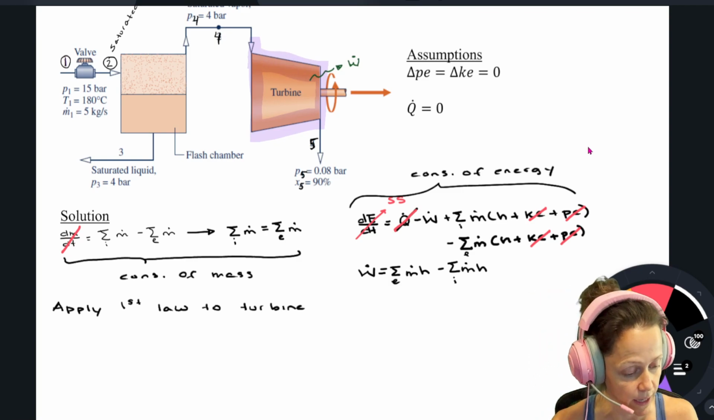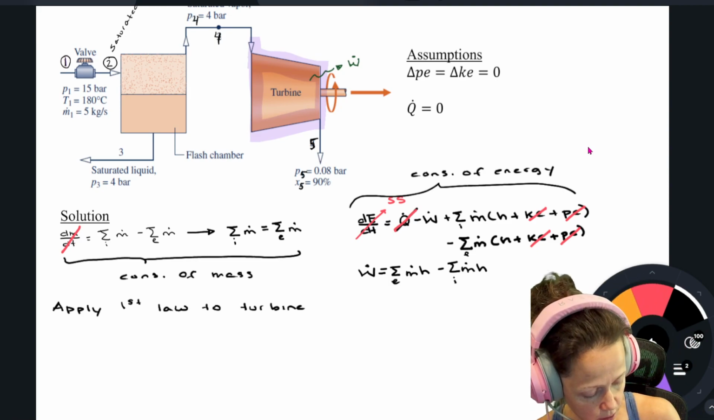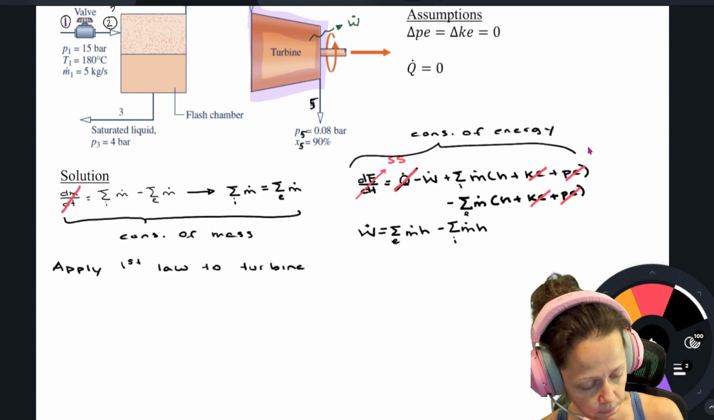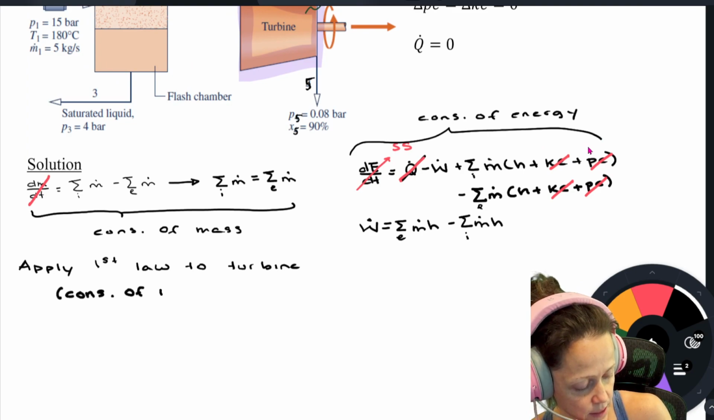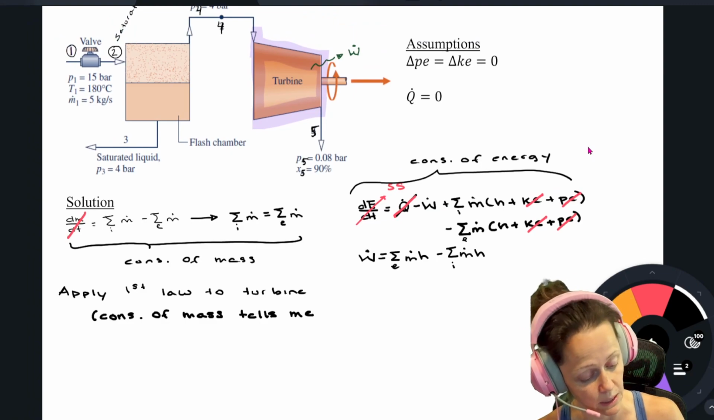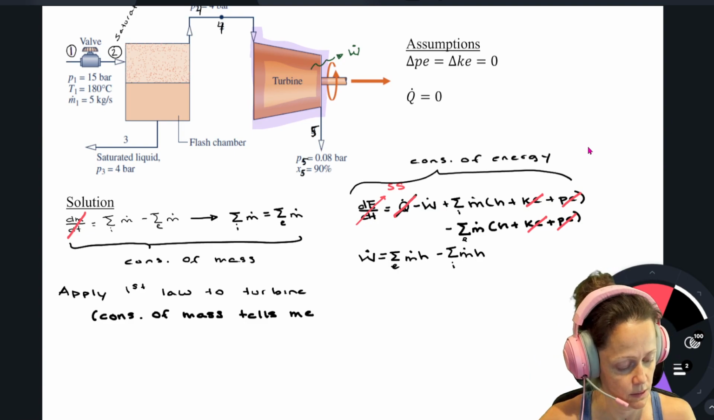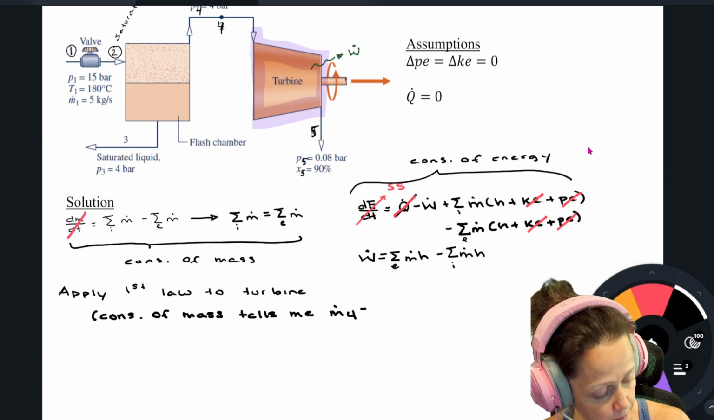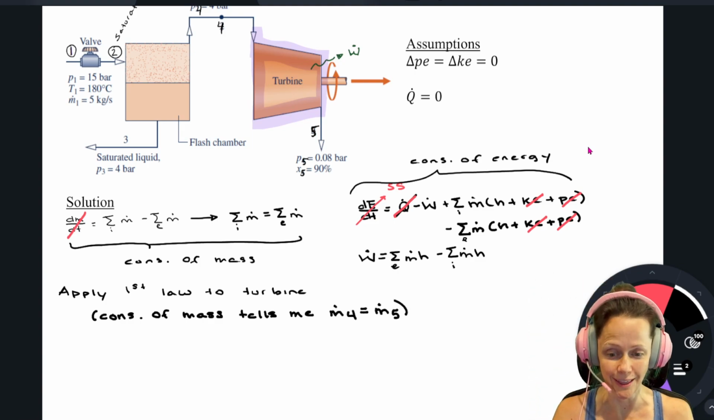So, M dot 4 and 5 are the same. In fact, I'll put in parentheses that my conservation of mass tells me the sum of the M dots coming in is equal to the sum of the M dots going out. So I'm going to say M dot 4 is equal to M dot 5. I'm just going to put a pin in that.